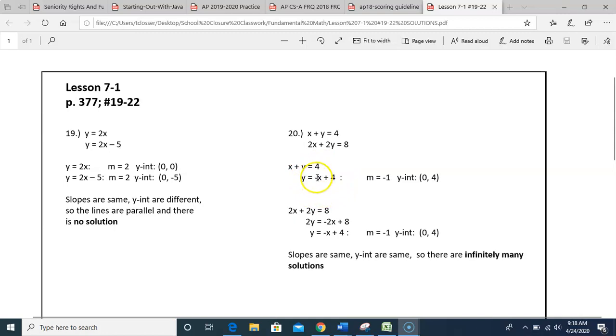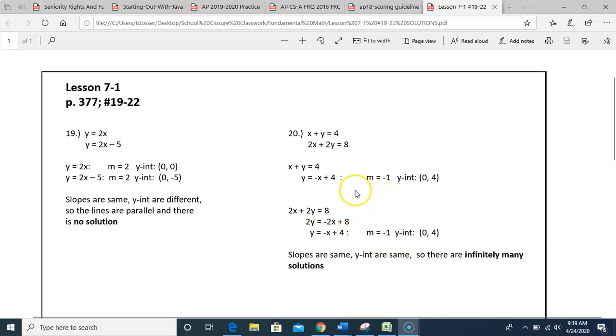The slope here is negative 1, and our y-intercept is 4. Let's take the second equation and rewrite it. So we have to move the 2x to the other side, so we're going to subtract 2x from both sides, and we get 2y equals negative 2x plus 8. One more step, we have to get rid of this 2, so we're going to divide both sides by 2. So negative 2 divided by 2 is negative 1, and 8 divided by 2 is 4. This equation is now in slope-intercept form, and we can pull out the slope and y-intercept. Here we can see the slope is negative 1, and the y-intercept is 4.